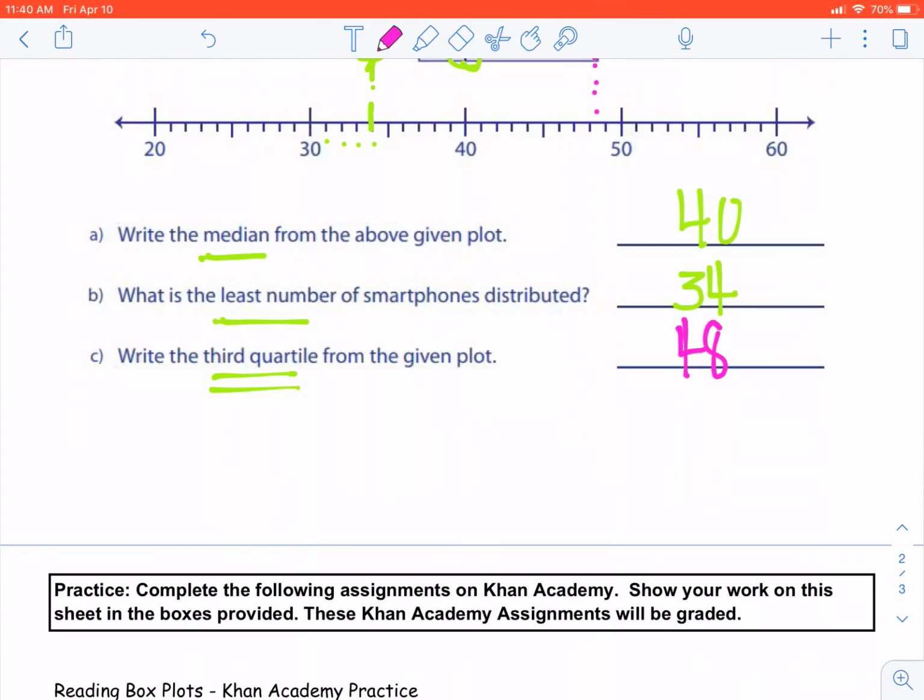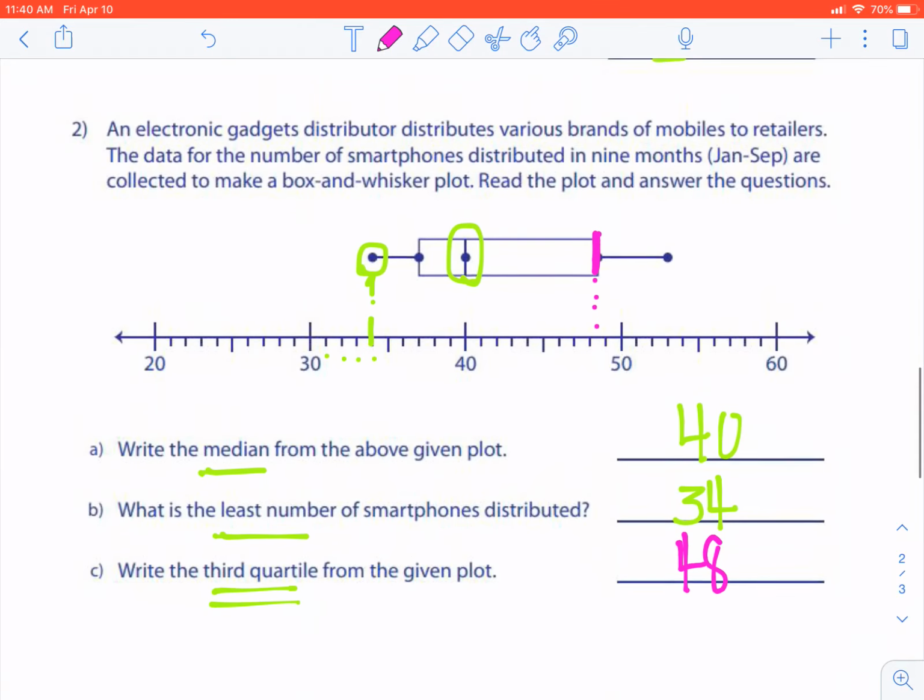All right, now that you know about box plots, you're going to try that practice.